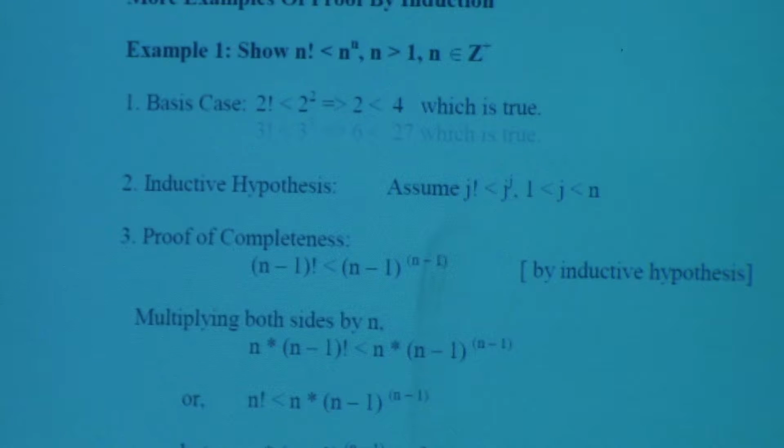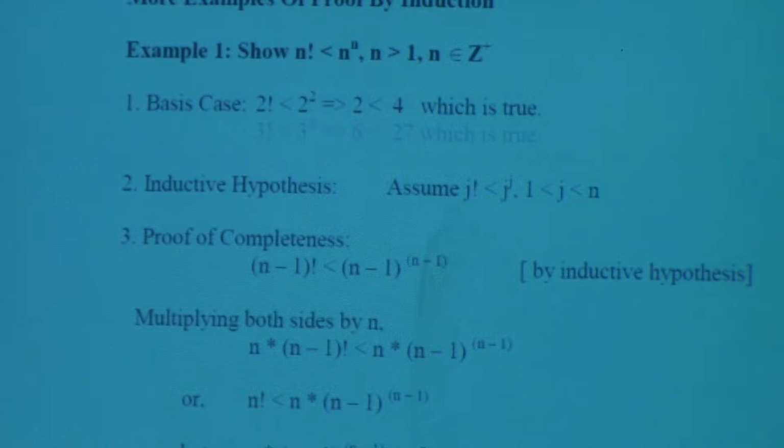So now what we're going to do is, since we have that j factorial is less than j to the j, we're going to take that j to its maximum integer value. And since j has to be less than n at most, the biggest value less than n is n minus 1, and I'll use that value. So I'll replace j with its maximum limit value, which is n minus 1. And I'll get n minus 1 factorial is less than n minus 1 to the n minus 1. So this is our inductive hypothesis.